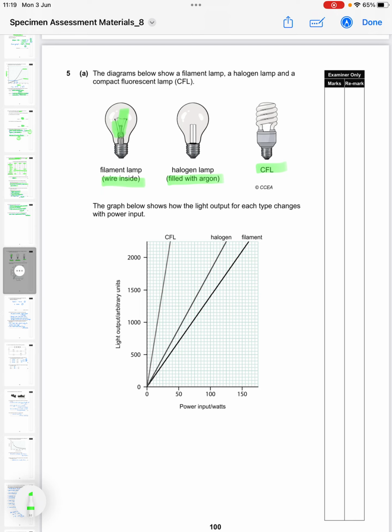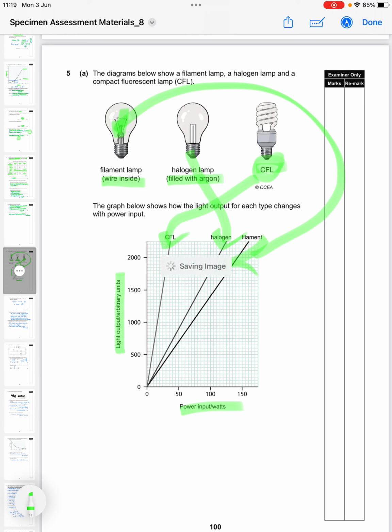So the graph below shows how the light output for each type changes with power output. So we've got the light output here and the power output. So you see the CFL is the first one here, and then the halogen lamp is here, and then the filament lamp is this one on the outside.